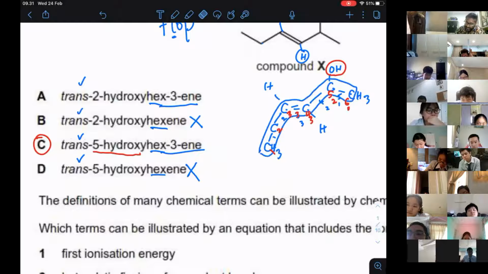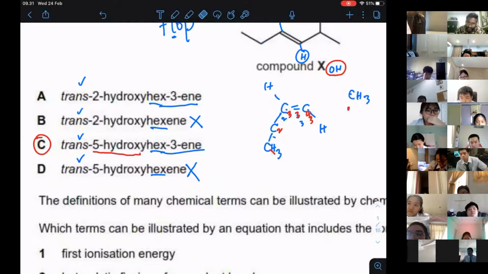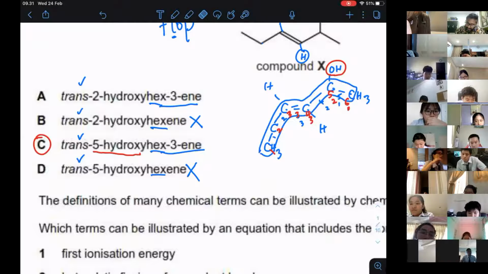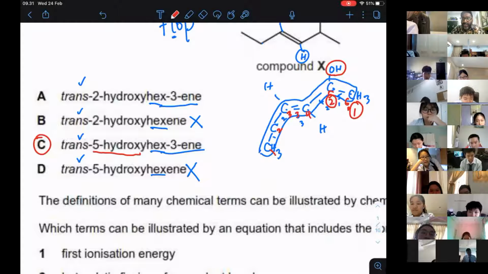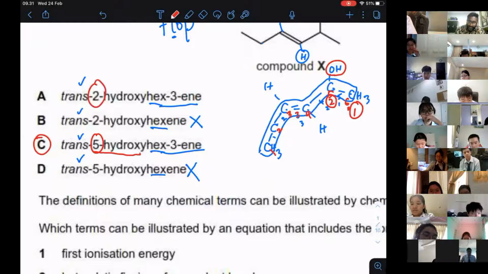So here, instead of putting it as 5, because the best way to represent it is instead of this being 1, it can go both ways. So this is carbon number 1, this is carbon number 2, okay? So we always look at the smallest number. Instead of using 5, you must use the smallest number. So this one, Nevan is correct, yeah?